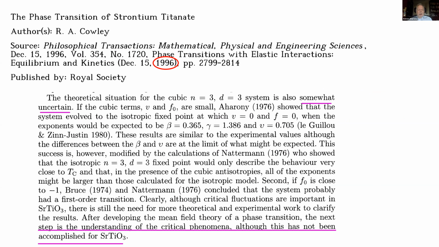And then he says, the theoretical situation of the cubic n equals 3, d equals 3 system is also somewhat uncertain, he said in 1996. And then he cites me and cites the others. And he says that it was apparent during the 20 years before 96 that the exponents should be Heisenberg exponents, beta 0.365, gamma 1.386, nu 0.705. He took that from Le Guillou and Zinn-Justin. Since then, as I will show in a moment, there were many more accurate calculations of the Heisenberg exponents.